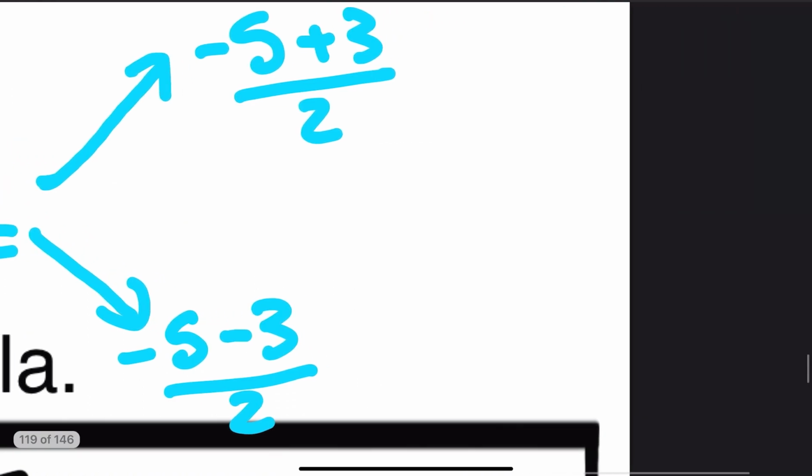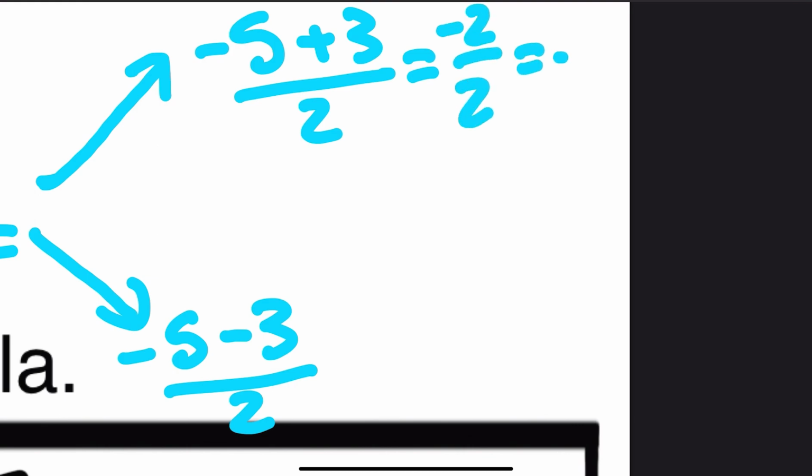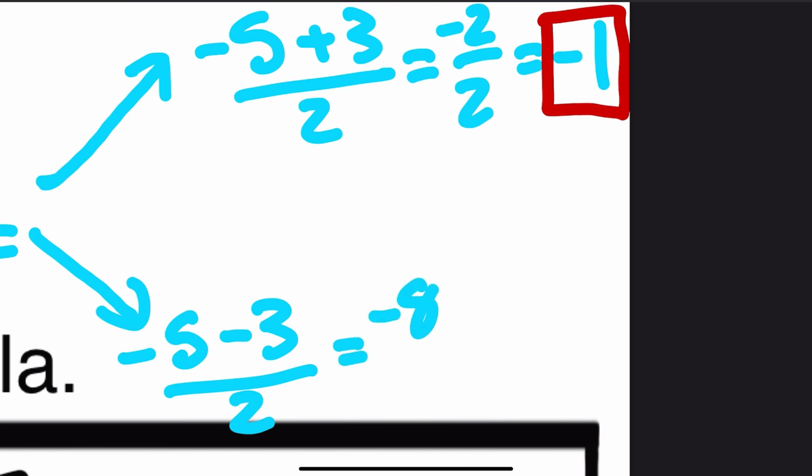Okay, so I'm going to solve the top first. Negative 5 plus 3 is going to be negative 2 over 2. Negative 2 divided by 2 is going to be negative 1. That is going to be one answer. My second answer, I'm going to have negative 5 minus 3. That's going to be negative 8 over 2 equals a negative 4. That is my second answer.